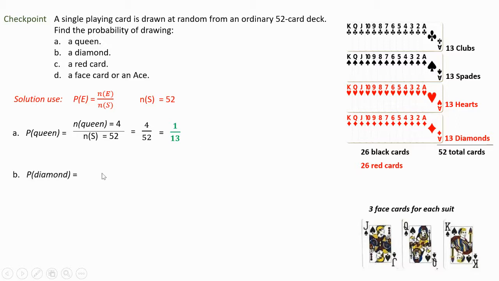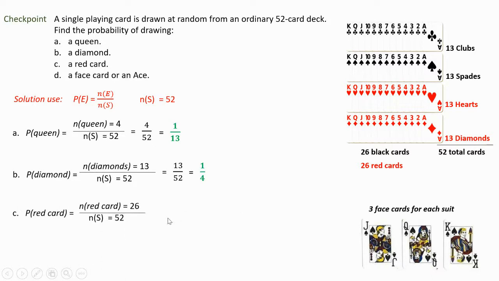For B part, a diamond. How many are there? There's 13 diamonds, right? So 13 divided by the sample space, which is 52. So 13 over 52, right? Then we reduce it. So it's going to be 1/4. A red card. A red card are going to be 26 cards, right? Because the red cards are all the hearts and all the diamonds. So 26 over the sample space, which is 52, right? So it's going to be 1/2.